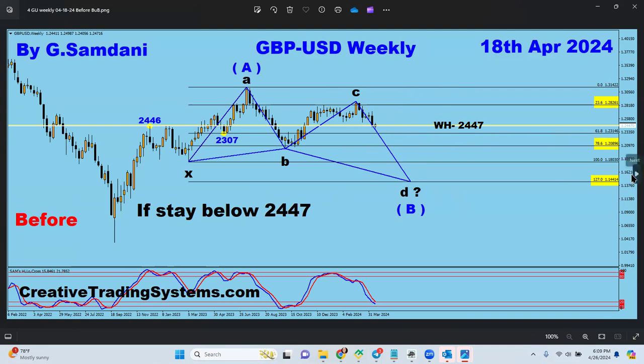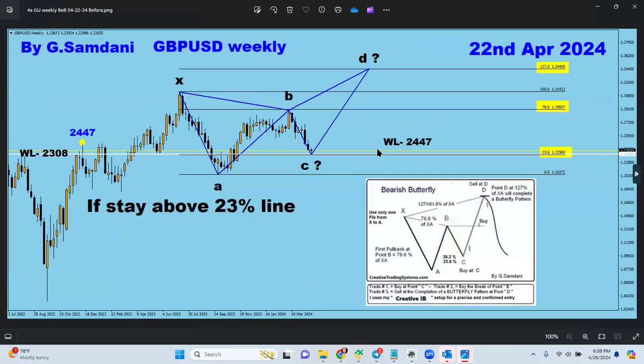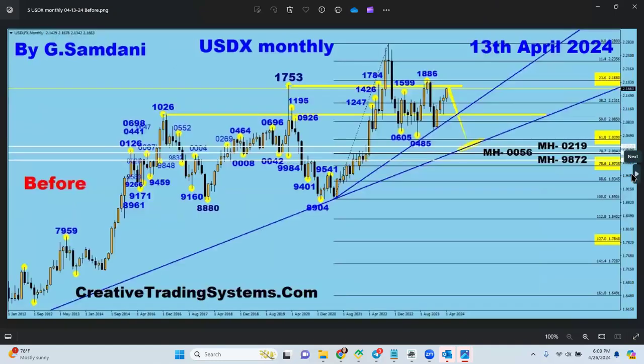Now, the other pattern: what happened is that it came down a little bit to this line. Let me show you. When it came down a little bit, it hit this 23% line, my favorite line to bounce, right? So I made this chart on the 22nd that now it will probably go up. Why? Because the US dollar index, after hitting 1753, was kind of holding back.